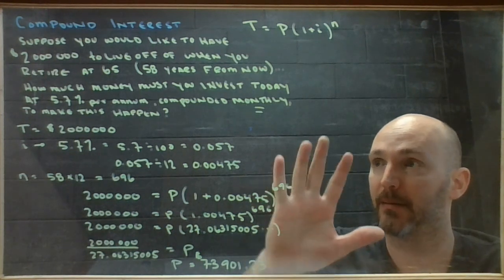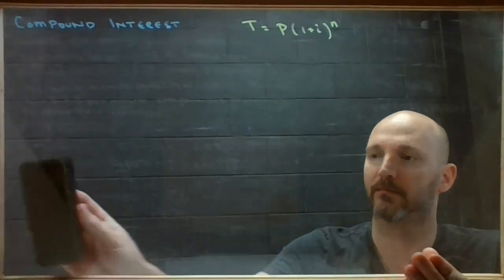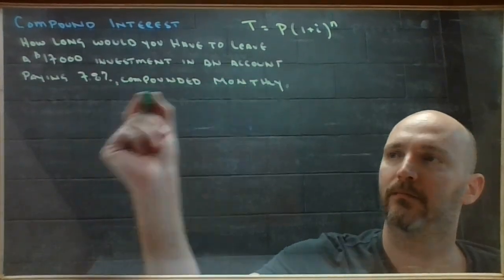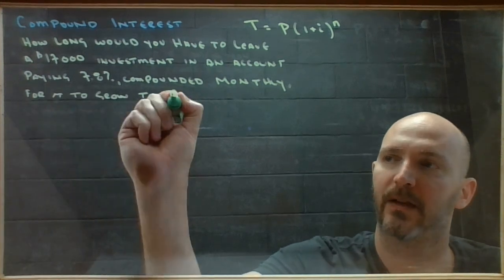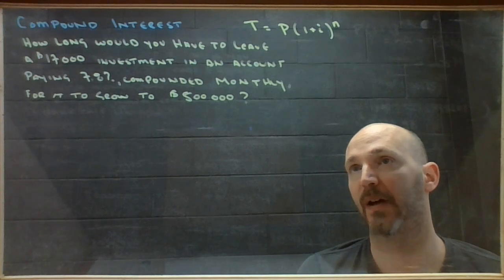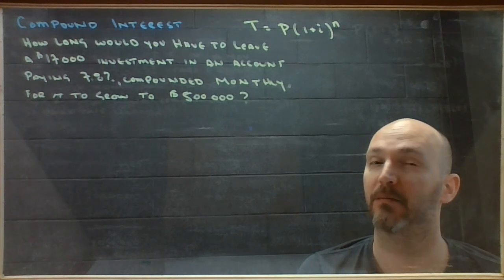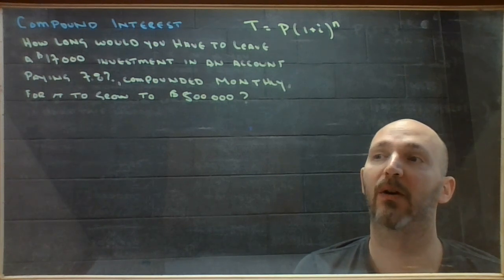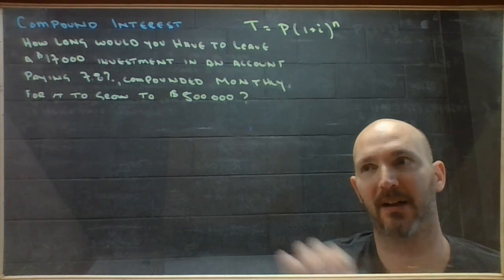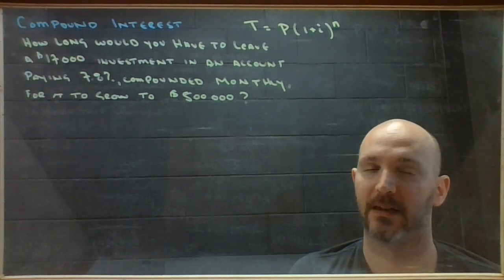Okay, so I'm gonna clean this off and we'll try a different example. Got a new type of example here. How long would you have to leave a $17,000 investment in an account paying 7.8% per annum, compounded monthly, for it to grow to $500,000? Which at this moment in time is probably enough to buy you a house in the place where I live anyway.